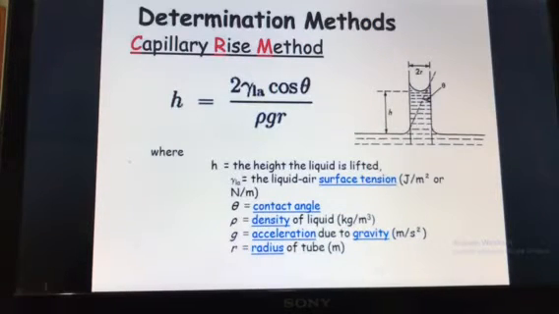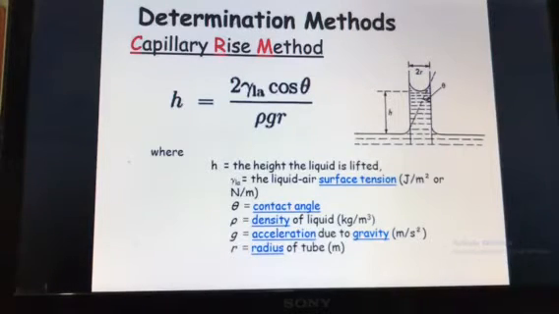This is the formula that we have derived for capillary rise: h is equal to 2 times sigma_s, or gamma_LA, into cos theta, where sigma_s or gamma_LA is the surface tension per unit length, divided by rho into g into R. What is the R?